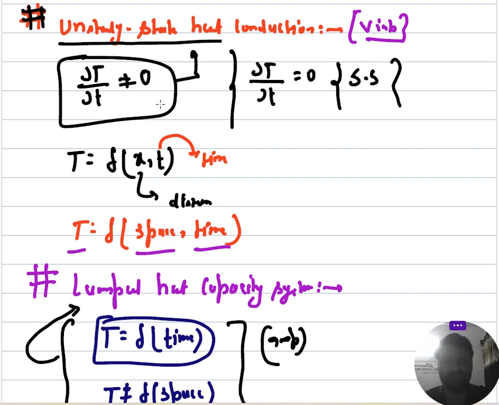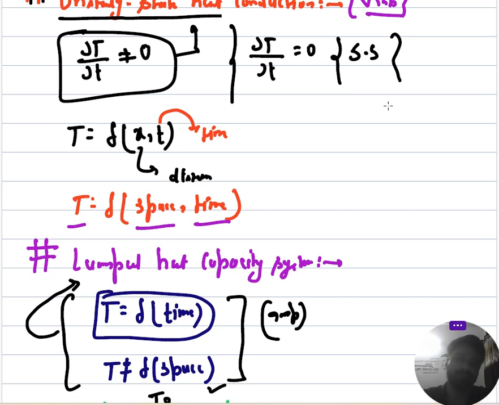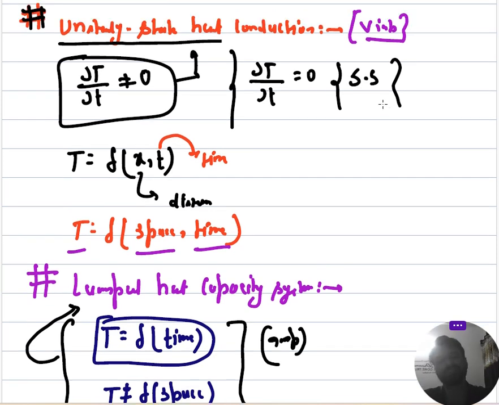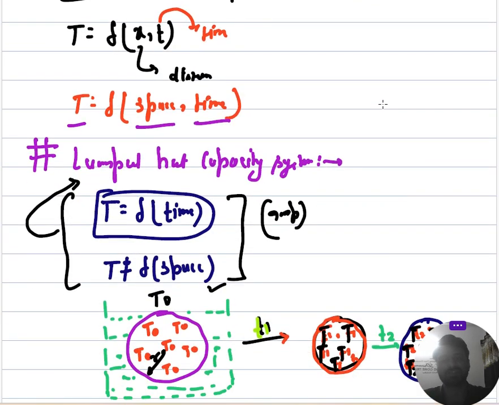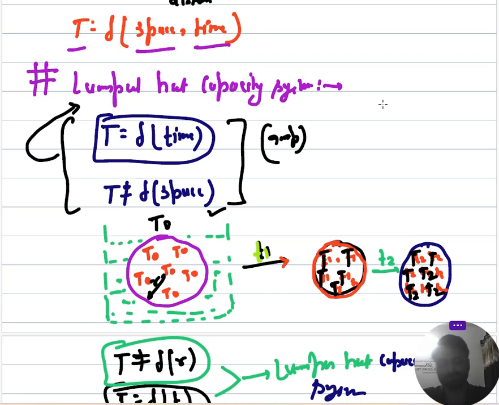So when we talk about steady state heat conduction, del T by del t equals zero, right? But when we talk about unsteady state conditions, temperature is going to vary with time. So that's why temperature is a function of x and t. Temperature will be a function of both space and time, right? So you will observe a spatio-temporal distribution of the temperature in a solid.